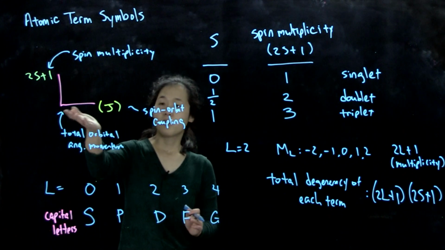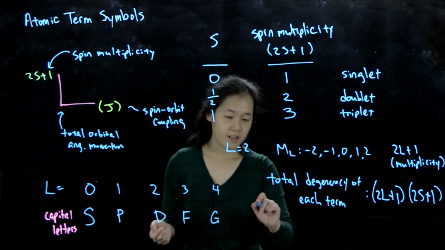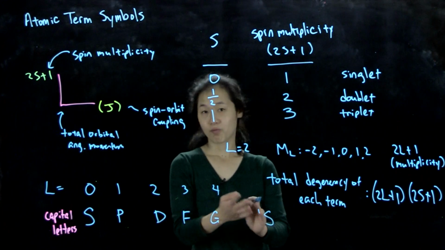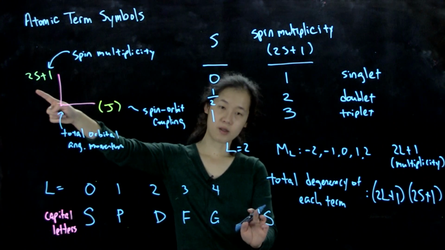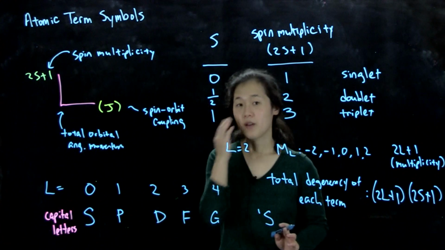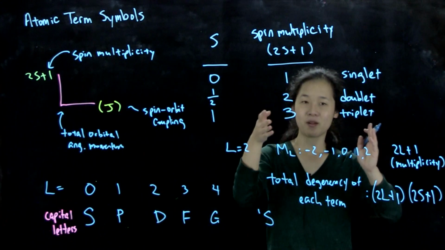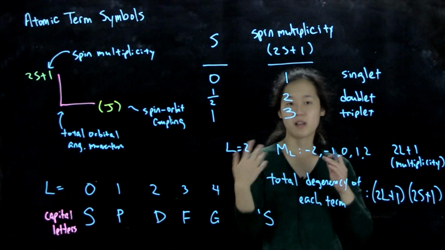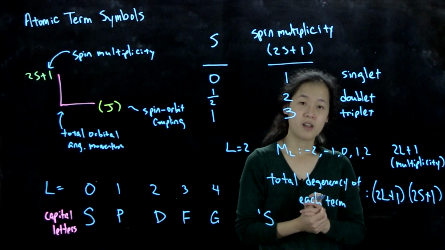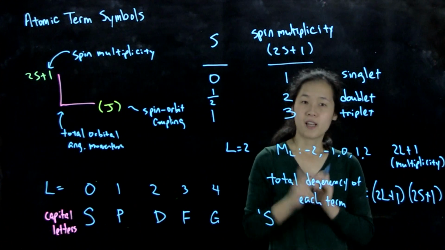So for example, we might have a state like singlet S. So singlet, 2S plus 1, S. You always read off the 2S plus 1 as this, not as the number. So singlet S, doublet S, et cetera, et cetera. OK, next video, examples.